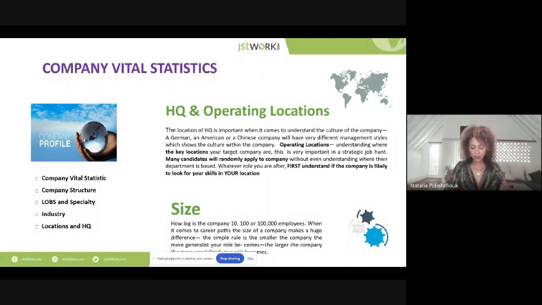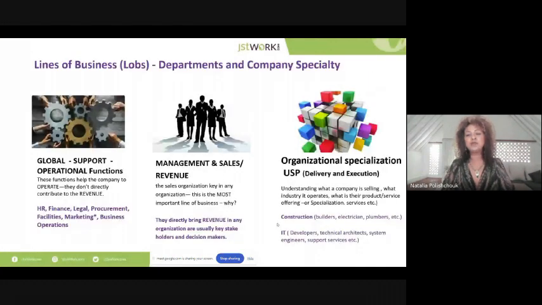Now, size is one of the most important things that most people don't fully take into consideration. The size of the company can completely change your job title, and what you do can completely change by the size of the company. Now, I'm going to come back to size, 10 people, 100 employees to 100,000 employees. But before I do that, let me just categorize: all companies will have these three areas.